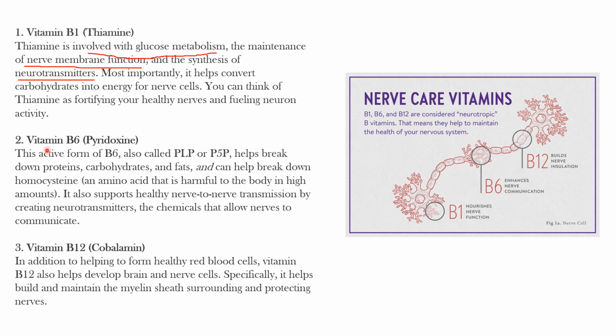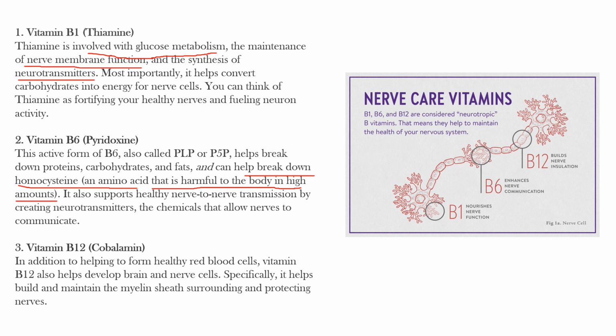So what is the main function of this pyridoxine? Breakdown of homocysteine, and it also supports healthy nerve to nerve transmission by creating neurotransmitters. So it is doing two works. One is breakdown of homocysteine. It is an amino acid, and it is very harmful to the body in high amounts, so it has to be broken down.